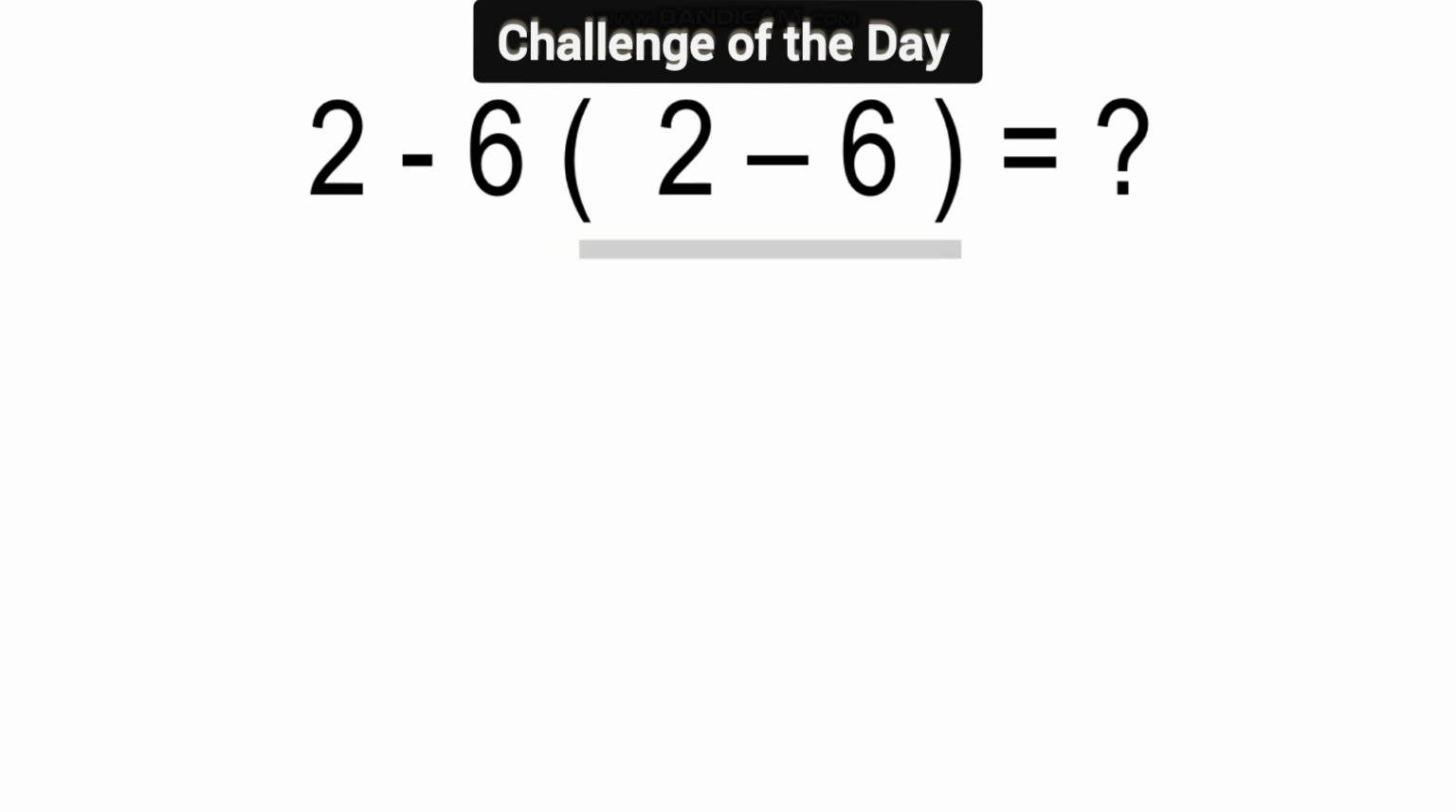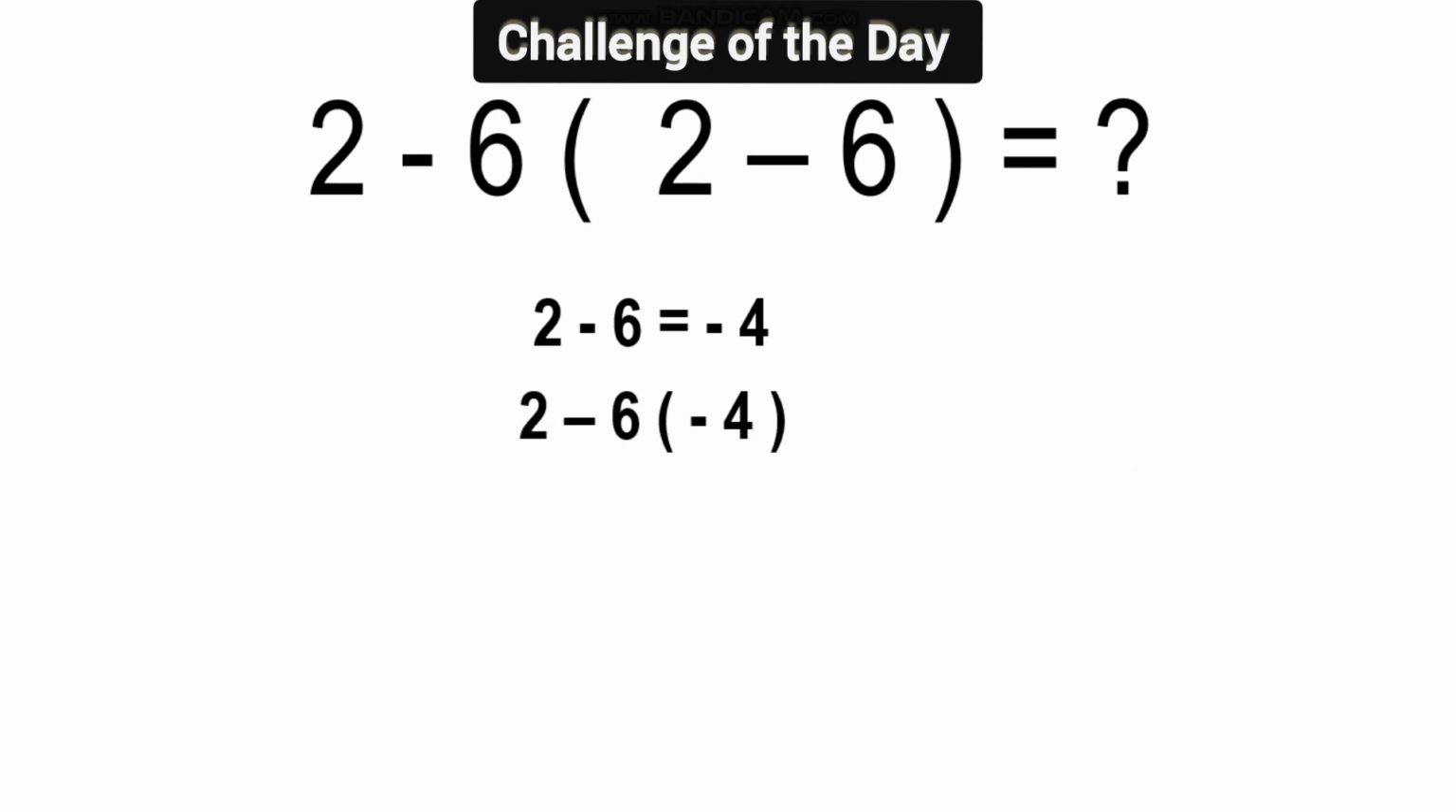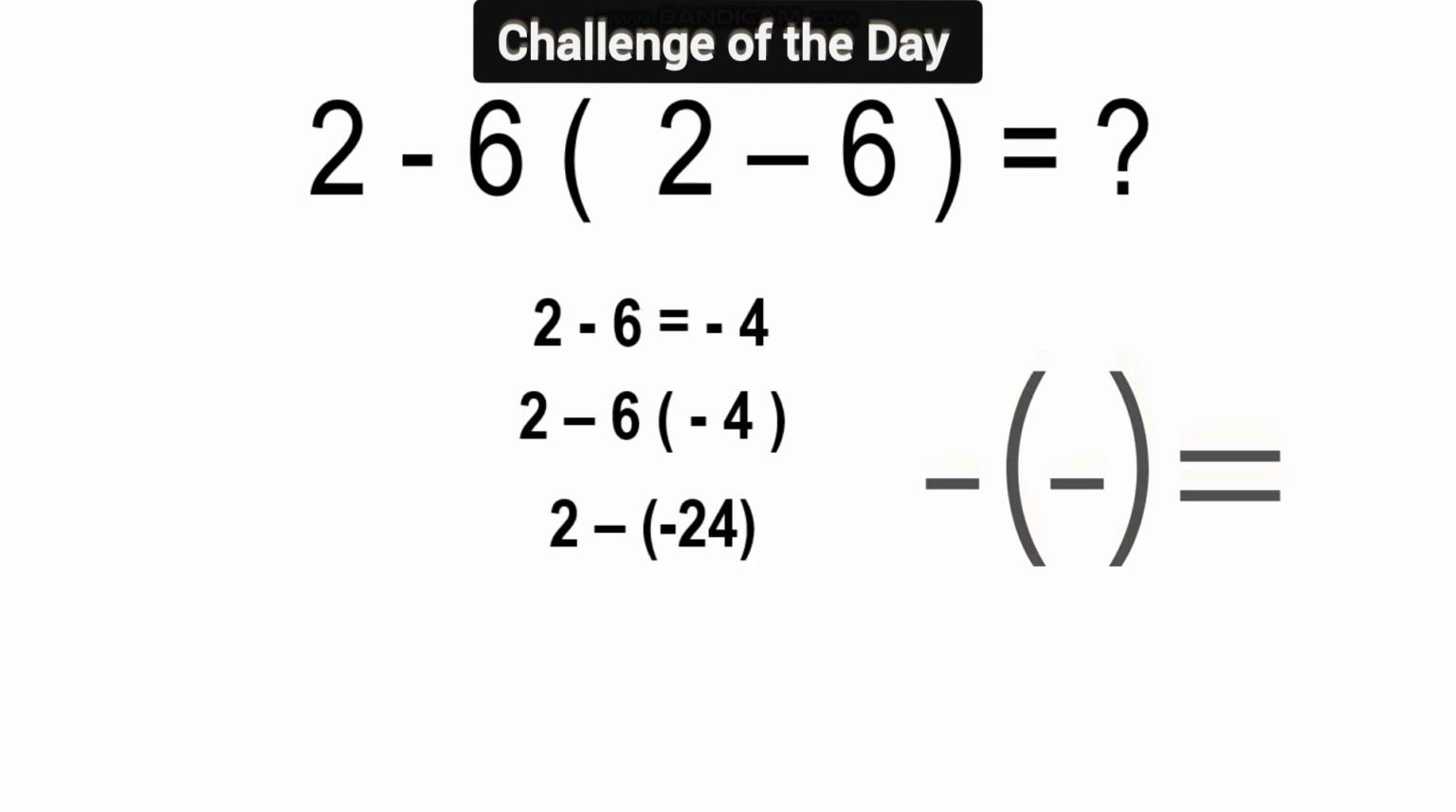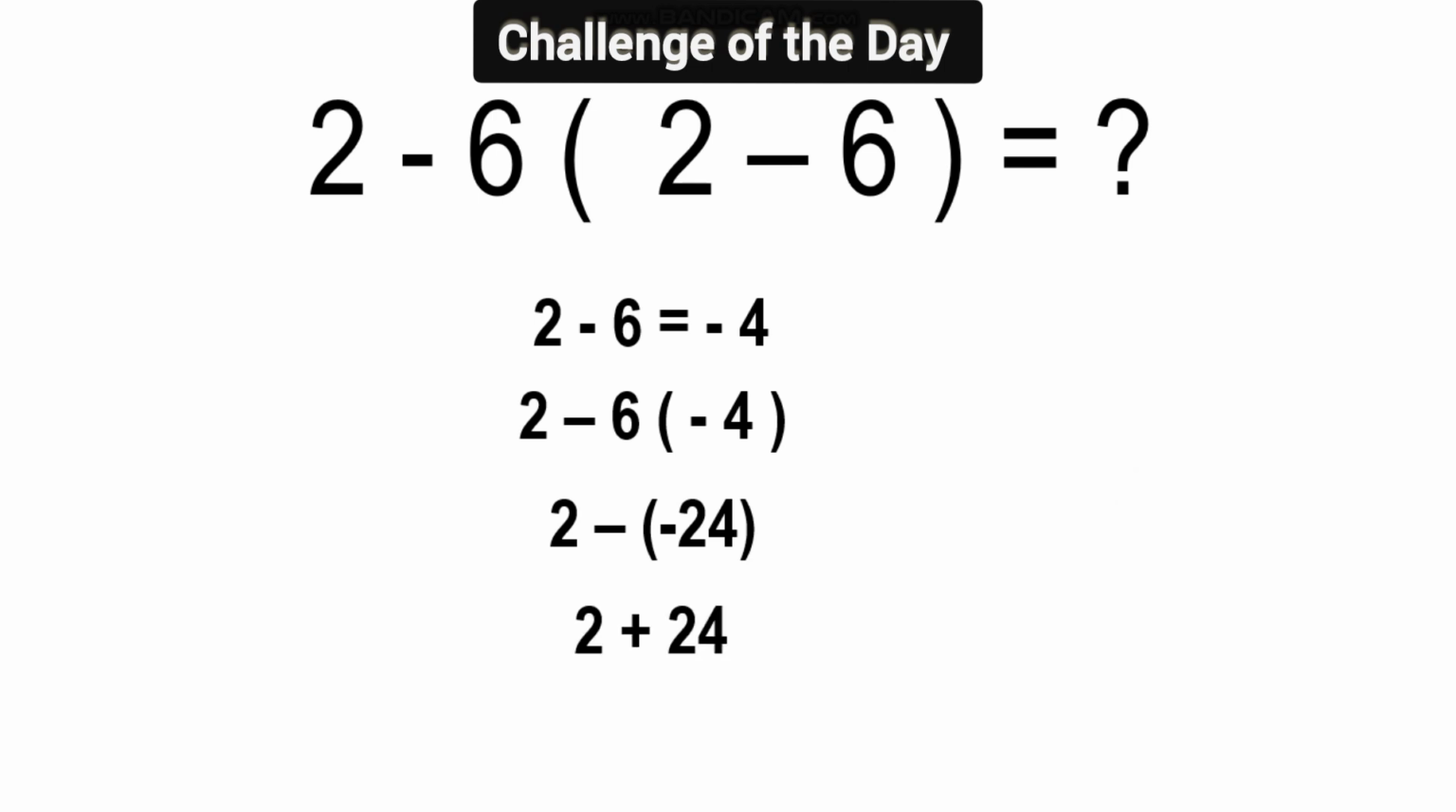First solve the bracket. 2 minus 6 equals minus 4. Now the expression becomes 2 minus 6 times minus 4. Step 2. Multiply carefully. 6 times minus 4 equals minus 24. Now whenever you see minus into minus, change it into plus. That tiny sign changes the whole answer. We get 2 plus 24. So the final answer is 26.